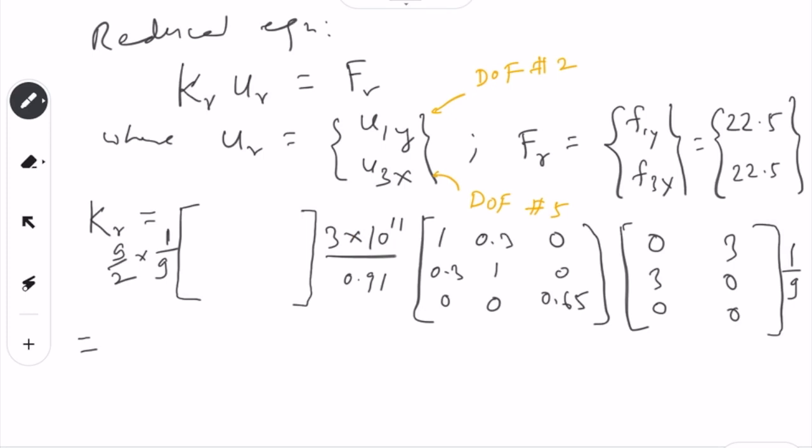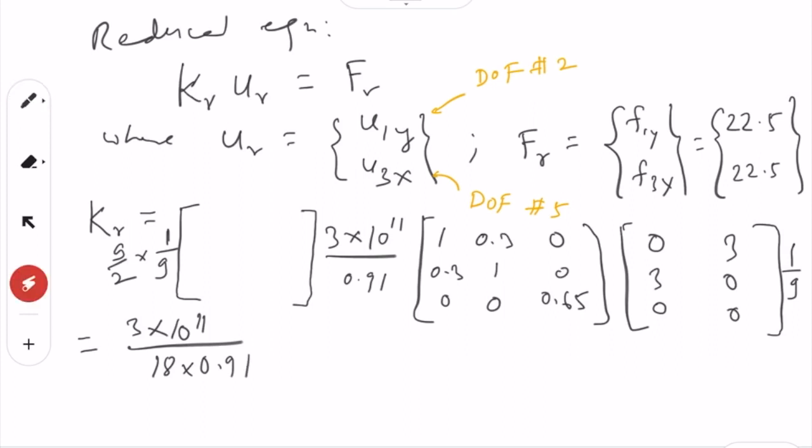So we get the equation k equal to 3 multiplied by 11 divided by 18 multiplied by 0.91, and here this will be just the transpose of that. So this is 3 by 2, this will be 2 by 3. So we write 0, 3, 0, 3, 0, 0 like this. Okay, and now we have to multiply this by this by this.